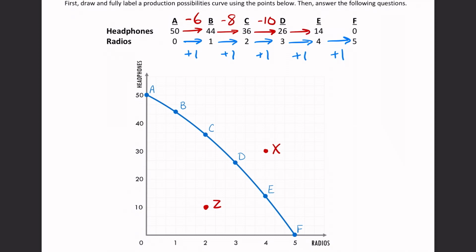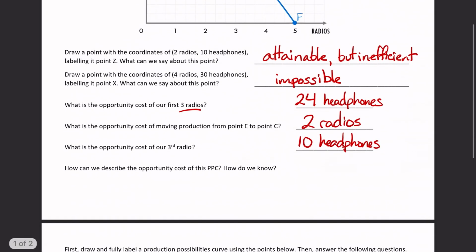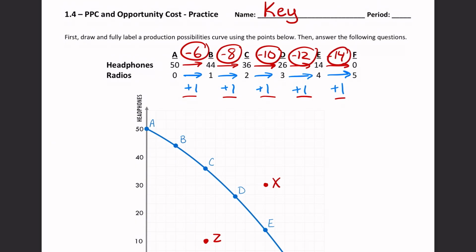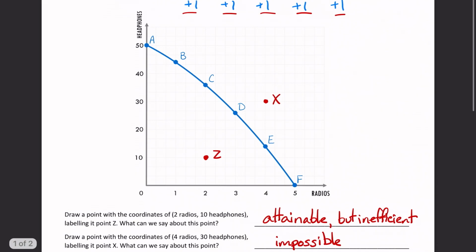And what do you notice is happening to the number of headphones we have to give up each additional time? Well, it's increasing. And so therefore, we can say that our opportunity cost is increasing. The reason we know that is because every single time we add a radio, what we have to give up in terms of headphones is rising. It's going from 6 to 8 to 10 to 12 to 14. And that's why we end up seeing a little bit of a bow in our production possibilities curve. It's not quite straight because that slope is changing along the production possibilities curve.